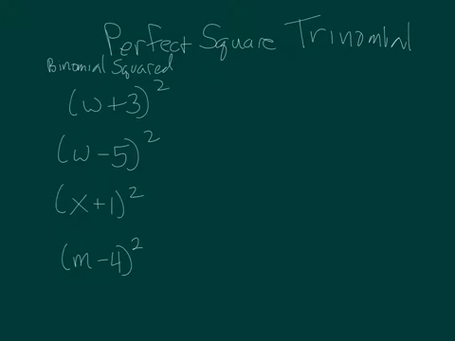So we're going to start this off by just talking about what a perfect square trinomial is. A perfect square means it's something that I got by multiplying it by itself. If you could multiply something by itself, wherever you land, that's a perfect square. So these are all a bunch of binomials. They're just two terms: w plus 3, w minus 5, x plus 1, m minus 4, and we're going to square them all. So take a moment to take out a pencil and paper and write down what you'd get if you squared these.